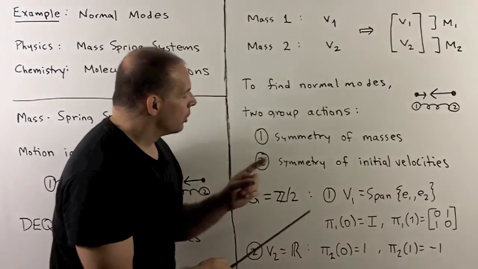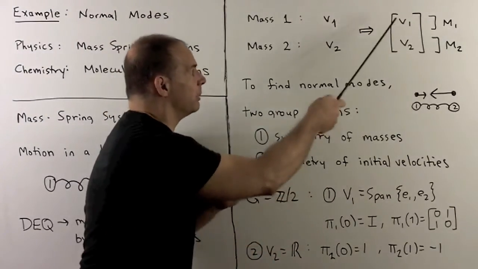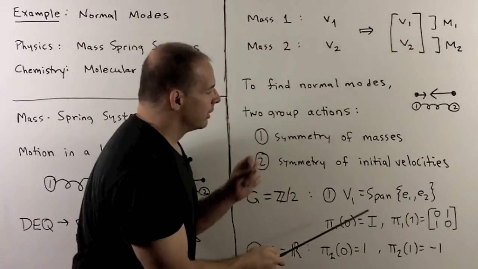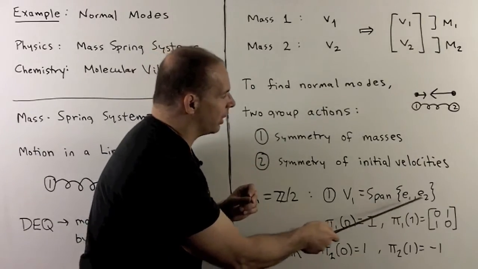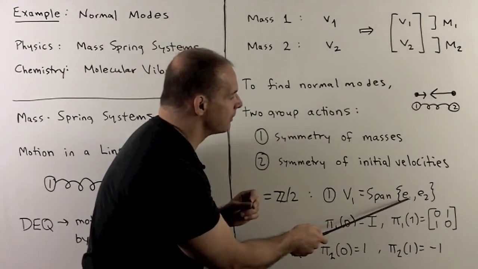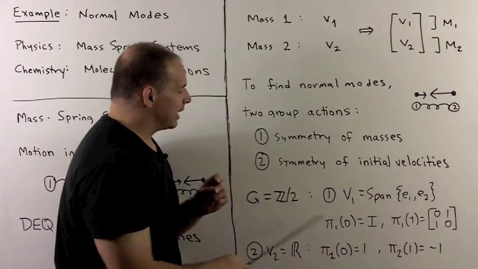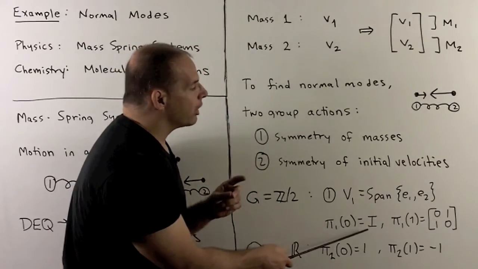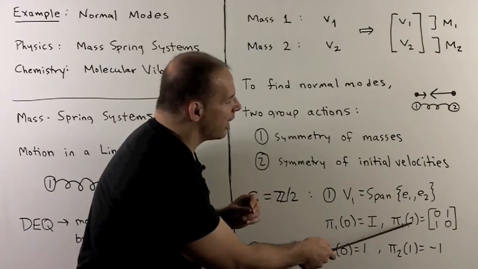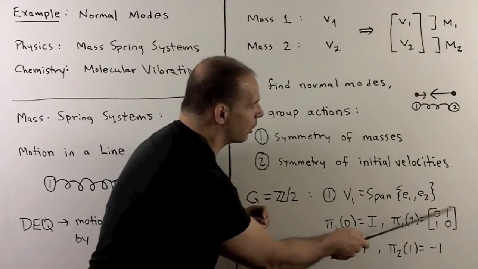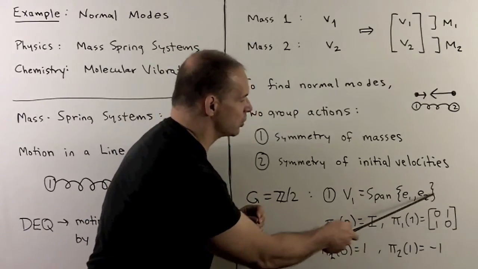So if we're interested in representations, our group is going to be Z2. For the first representation, it's going to be the permutation of the masses. So we'll have a vector space spanned by e1 and e2, each representing a mass. On the identity element, we have the identity operator. And then on the non-trivial element, we'll have the matrix 0, 1, 1, 0. So that just does the switch.